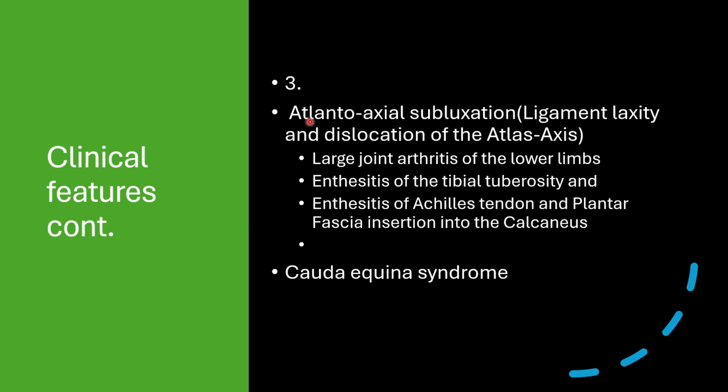Other features will be atlanto-axial subluxation. Here, the ligament will become lax, so ligament laxity, leading to dislocation of the atlas and axis, and then disfiguration in that region. Large joint arthritis of the lower limbs will be the case, enthesitis of the tibial tuberosity, enthesitis of the Achilles tendon and plantar fascia insertion into the calcaneus. And the individual can be battling with cauda equina syndrome.